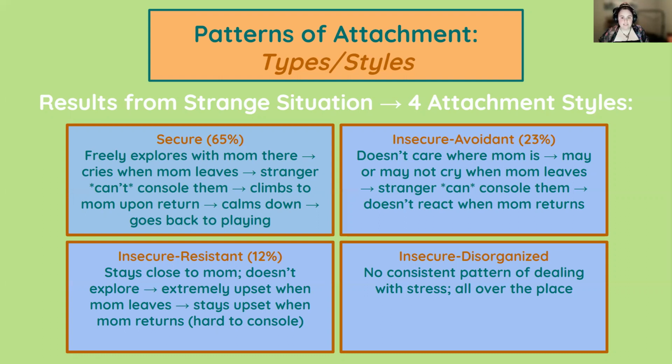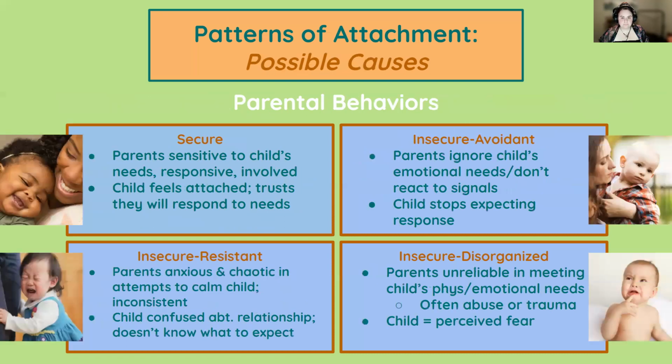And then lastly, insecure disorganized attachment. There's no consistent pattern here of dealing with the stress of the strange situation. They don't really fall into a single pattern of behaviors like these other three. There's a lot of inconsistency and they're kind of all over the place. So that leads us to, what are some possible, I shouldn't have put causes, but influences of these different attachments.